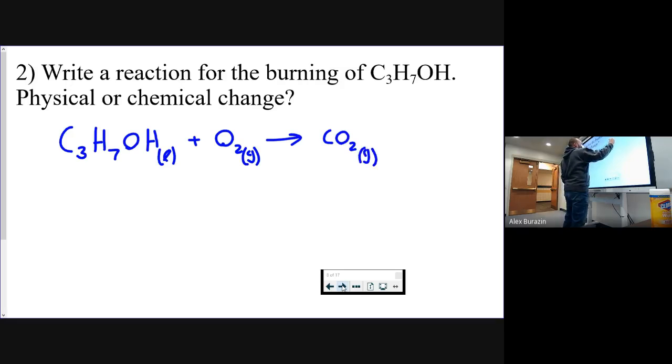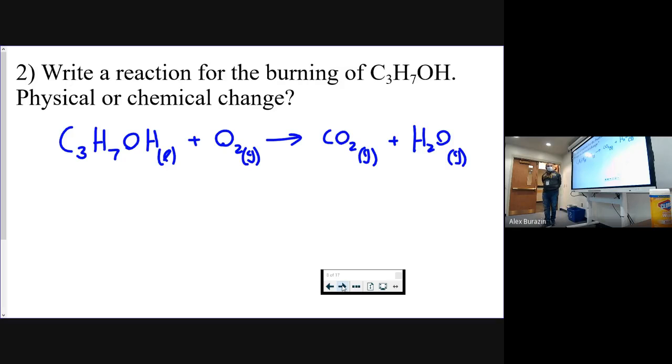And the other product is water. Combustion: you burn some carbon compound with oxygen gas, you get carbon dioxide, and you get water. That's ugly. Not that neat, right?